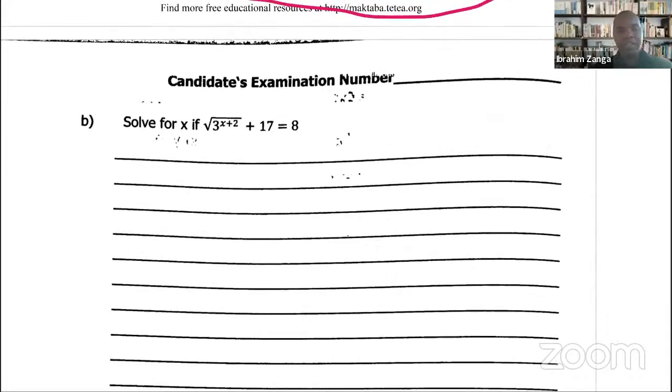We continue. So for x, we're going to say square root of 3 power x plus 2 equals 8 minus 17. So you have 3 power x plus 2 over 2 equals 8 minus 17, you get negative 9. Eight minus 17, you get negative 9. Okay.